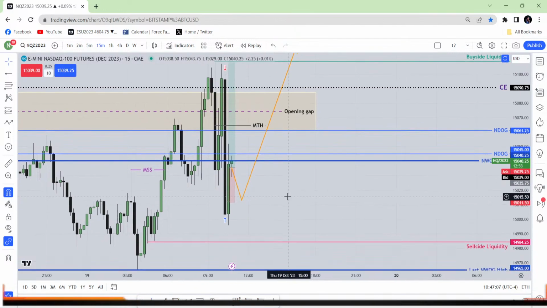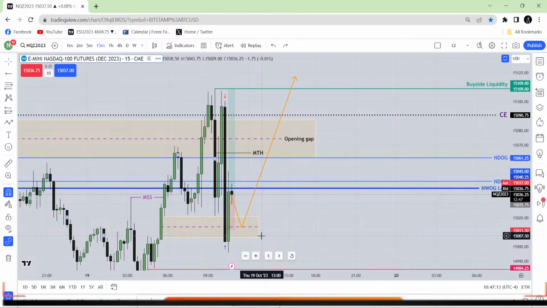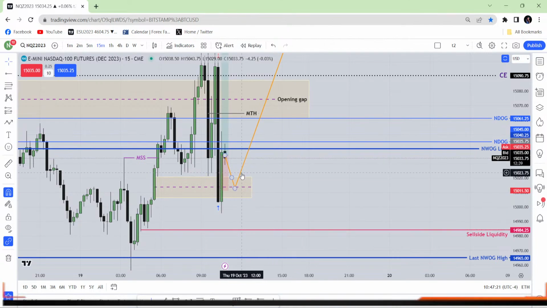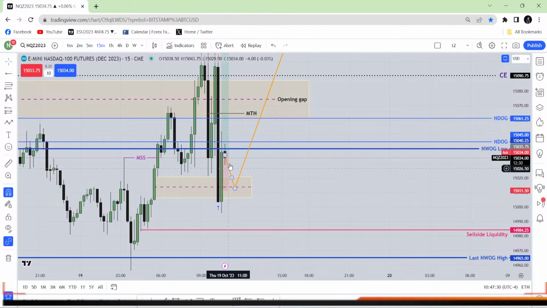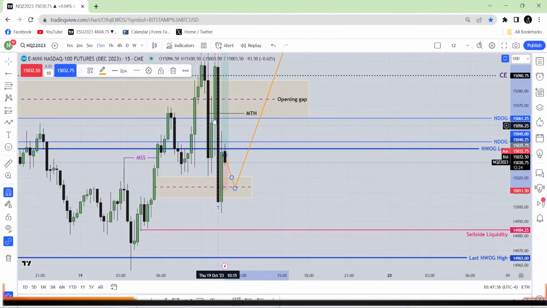If next time price comes here, you will see price is actually not respecting this fair value gap. It will go through this fair value gap. It won't respect any level of this fair value gap. It doesn't care about this fair value gap. That's why you remove this fair value gap after it is balanced.